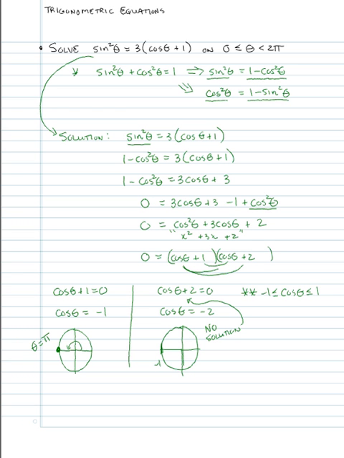But we already have a solution to the equation that we have on this side, and so that means we have a solution to the equation. So our solution is the one single value of theta that is simply pi.